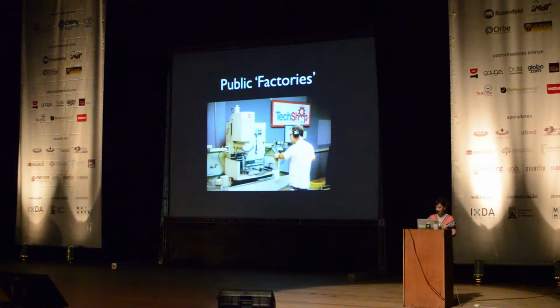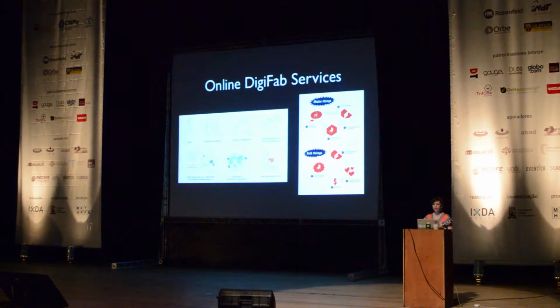Another way in which we can now have access to these kinds of machines is through online digital fabrication services such as Shapeways and Ponoko. These are basically online factories, and the way they work is you go on one of these websites, you submit a CAD design, a model for whatever you want to have laser cut or 3D printed, they do it on one of their facilities and then send it to you in the mail.